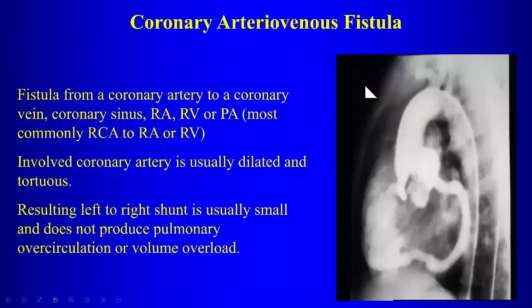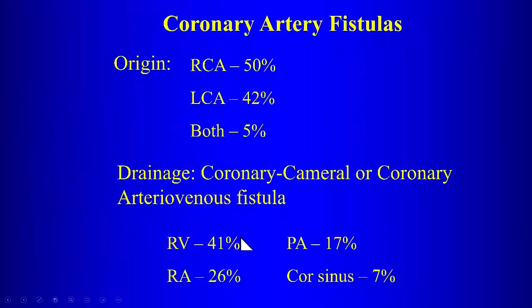So a coronary arteriovenous fistula is a fistula from the coronary artery to a coronary vein, coronary sinus, right atrium, right ventricle, or pulmonary artery. So notice it's going to areas of lower pressure, most commonly right coronary artery to right atrium or right ventricle. So here you can see a fistula there dumping into the right ventricle. The involved coronary artery is usually dilated and tortuous, and even though there's a little bit of a left to right shunt, that's usually small. The problem is the ischemia because of all of the blood flow that winds up going through the fistula.